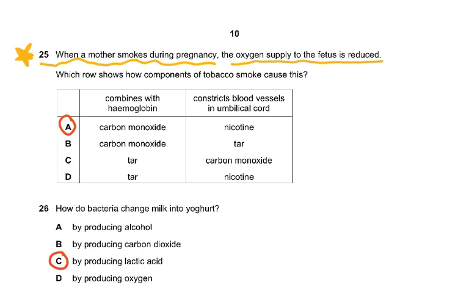So which row shows how the components work? Number one: carbon monoxide combines with hemoglobin, and the constriction is because of nicotine, not because of tar. Constriction of blood vessels in the umbilical cord will result in less blood flowing through them, so less oxygen diffusing. So this is what you have to understand. Carbon monoxide combining with hemoglobin forms carboxyhemoglobin, which results in less oxygen-carrying capacity of the mother's blood. So please understand the question before you even think about the MCQ.